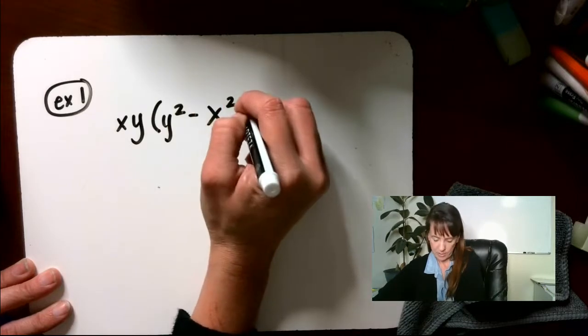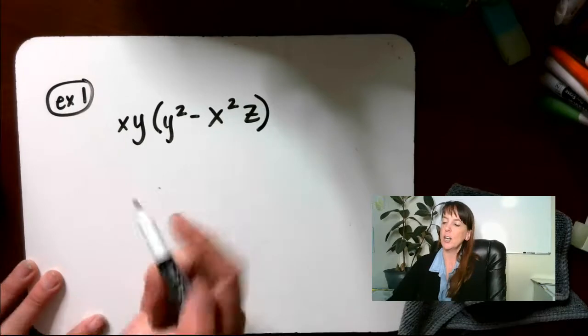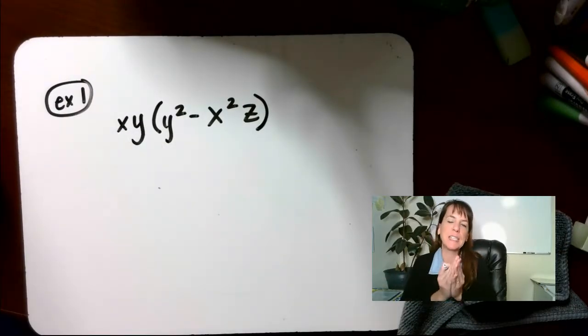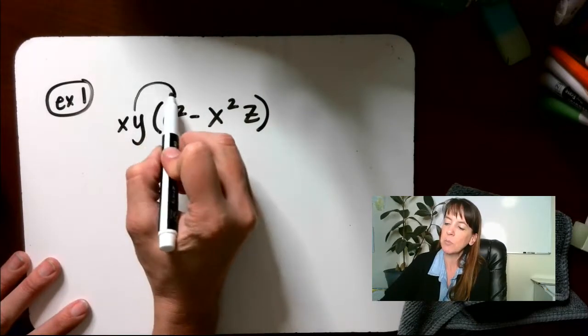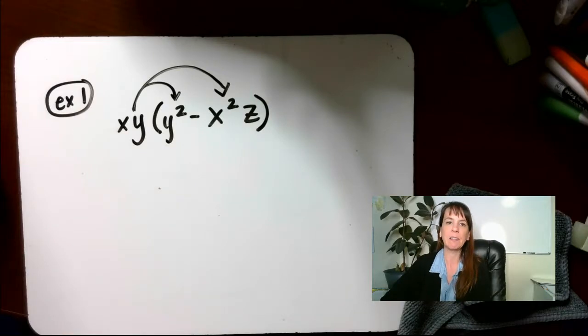So within these parentheses, you'll see I have 2 chunks here, a chunk here and a chunk here. And then on the outside I have this chunk here. They're multiplied, so they're together. What we're going to do is take this chunk and multiply it by this, and then we're going to take this chunk and multiply it by that one right there.